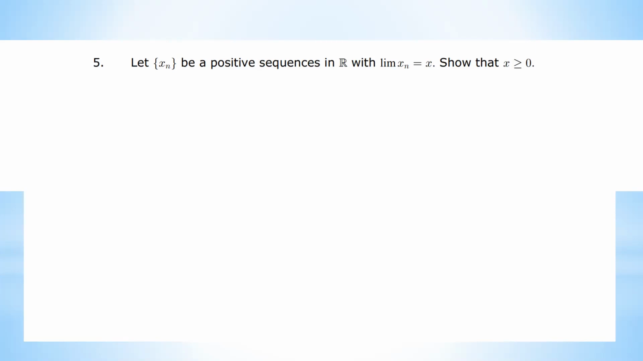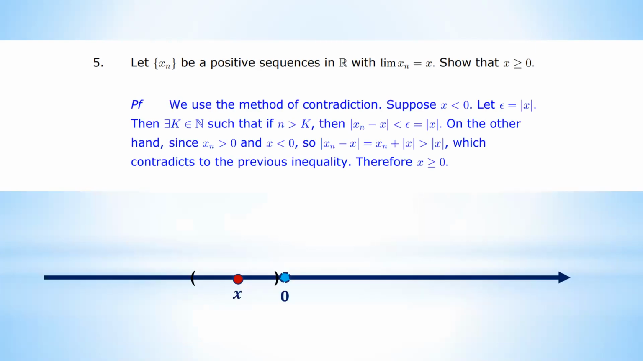If you look at this question, you can see that it's obvious, but still we need to have a proof. Here is the solution, but I want to explain it step by step. Look at the number line. Assuming that 0 is the origin and x is the limit, we are using the method of contradiction. So assume that x is less than 0, and from there we're trying to get a contradiction.